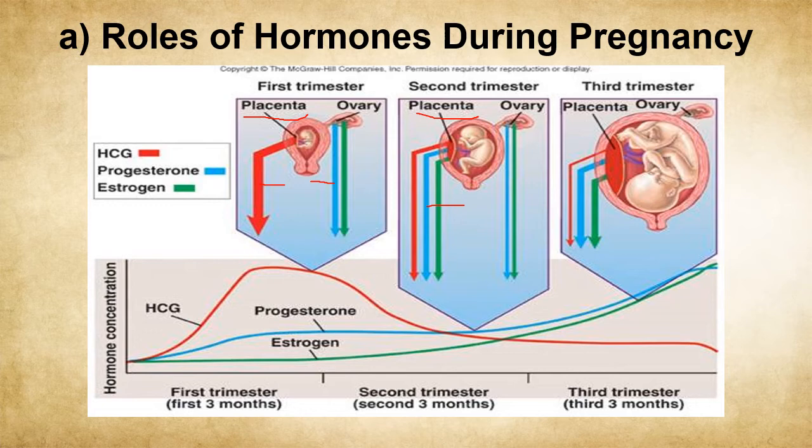Now we're going to look at estrogen. Let's look at the graph. Estrogen is the green line. Estrogen increases slowly throughout pregnancy, but increases more rapidly as the end of pregnancy approaches. We can see it from the graph. It's the same as progesterone: early in the pregnancy, estrogen is produced by the corpus luteum in the ovary, and then by the second trimester, estrogen is produced by the placenta.